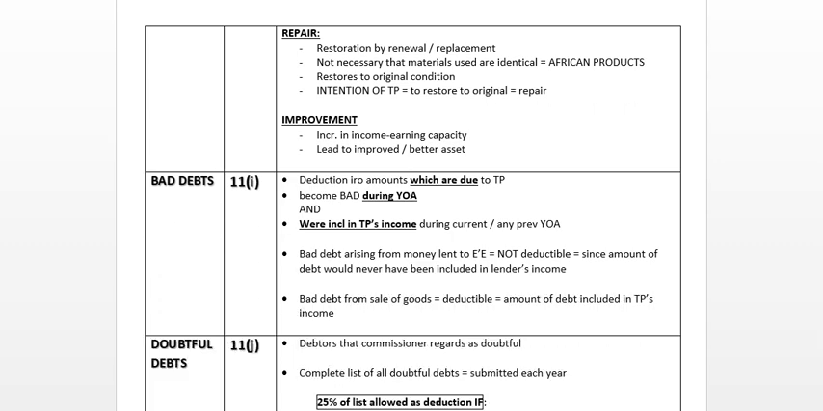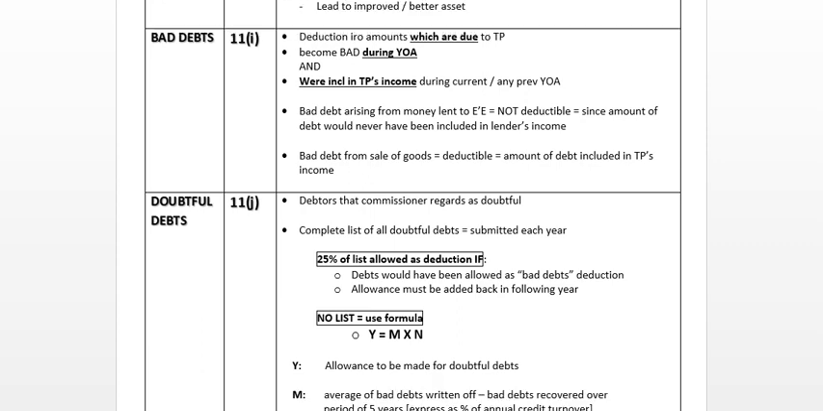Okay, so repair is a restoration by renewal or replacement, not necessarily that the materials used are identical. Restore to original condition, the intention of the taxpayer to restore to original, then that is a repair. An improvement is incurred in income earning capacity, to improve or to better an asset, that is an improvement.